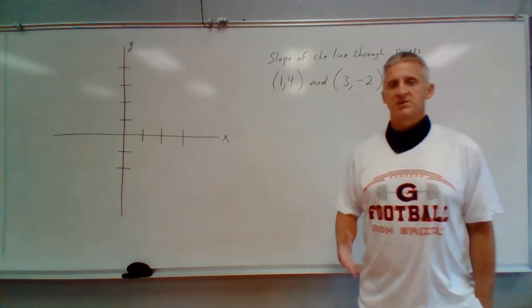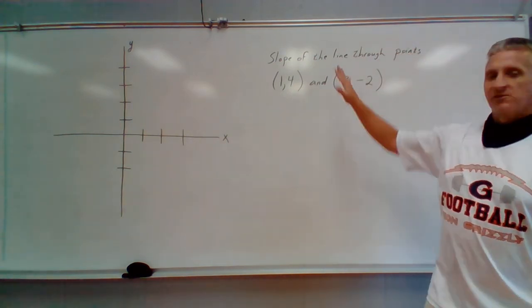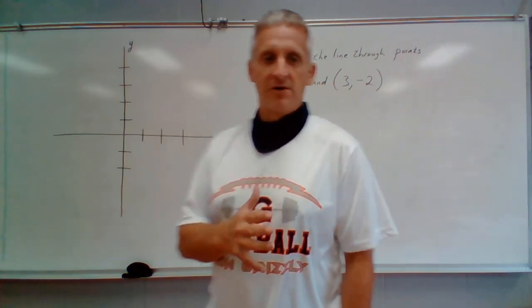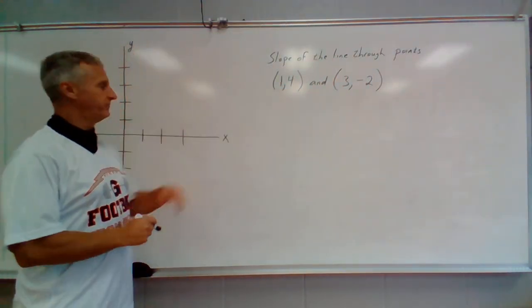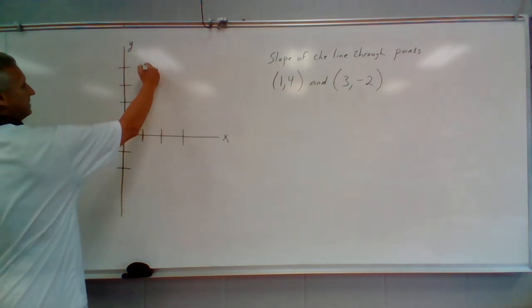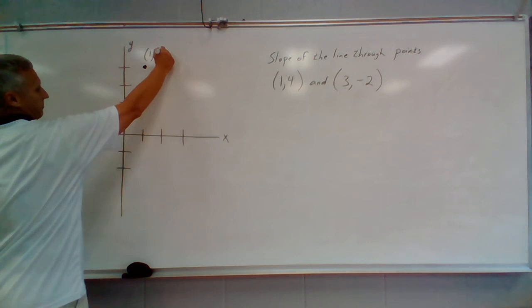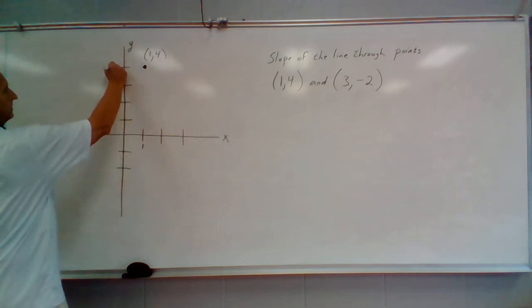All right, so let's talk about the slope of a line. So we want to find the slope of a line that goes through these 2 points. So first, let's graph the 2 points. So I got the point (1, 4). That would be here. It's 1, 4. 1, that's 4.